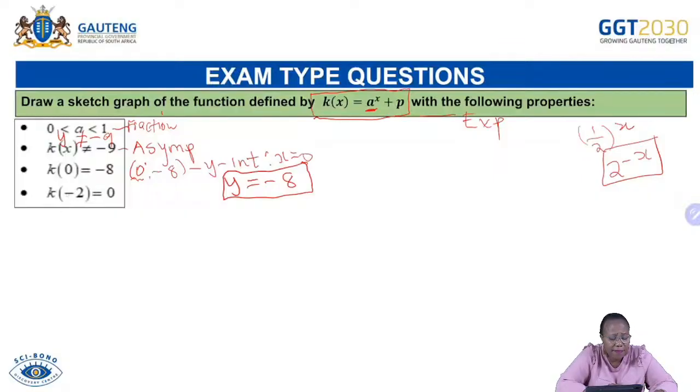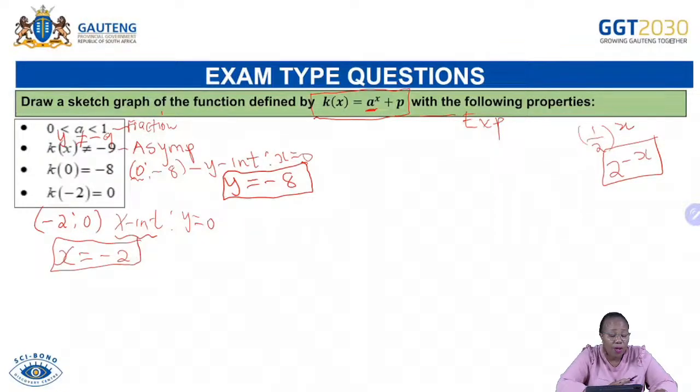And then now we have another point here. If x is minus 2, y is 0. What do we call this now? It's an x-intercept. Why? Because we let y equal to 0. Can you see, grade 12? You now have the x-intercept, which is at minus 2. So the properties that are given to us are indicating this information.